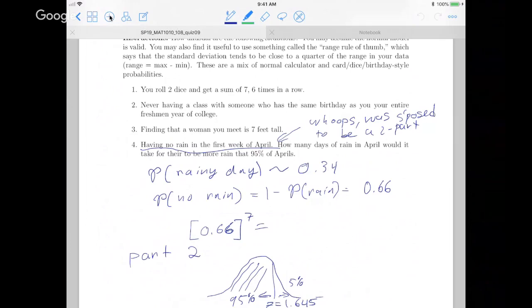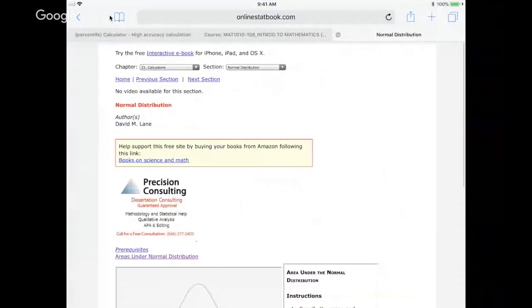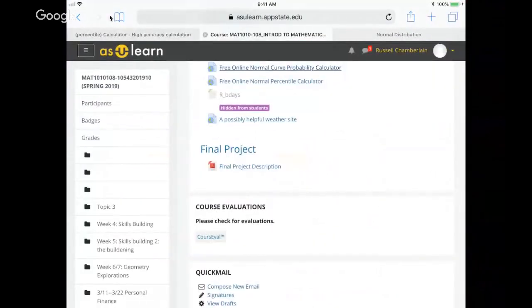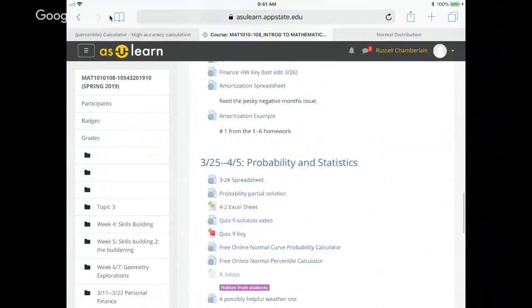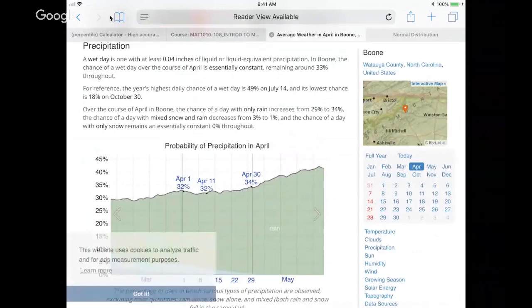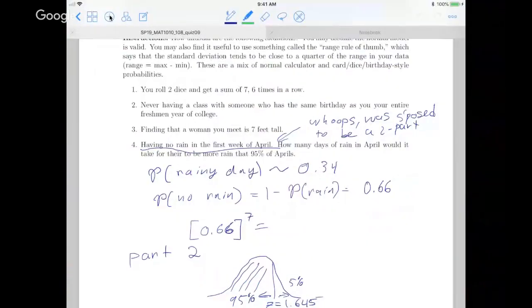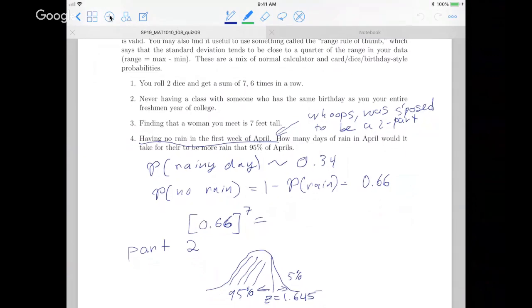We know the probability of a rainy day from, what's that website called? This possibly helpful weather site I posted on the website. It says somewhere between 32 and 34. Call it 33, or I picked 34% chance that any day in April is rainy. So the chance of no rain is 66%, and I want 7 days straight of that. So that's just 0.66 to the 7th power.